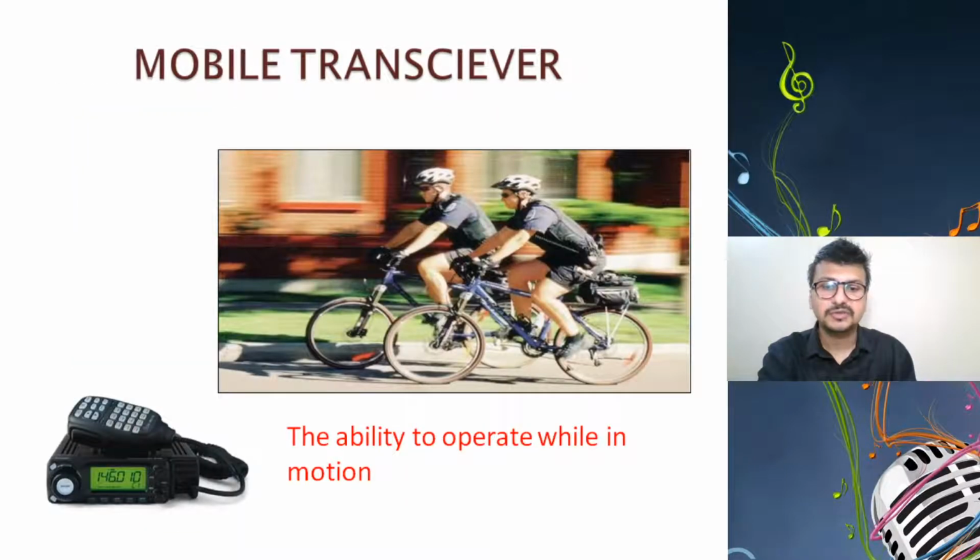If you talk about the mobile transceiver, it has the ability to operate while in motion. If you're moving on a cycle, moving from one place to another. I have given the example of the OB van, that van is also moving, and inside it the whole system is there. For example, you can see a person riding a cycle with a bag at the back side, and inside that bag, the entire setup, this walkie talkie. For two-way communication, they have used these two things. So it's a ham radio. They can use it anywhere by keeping it inside that pack.